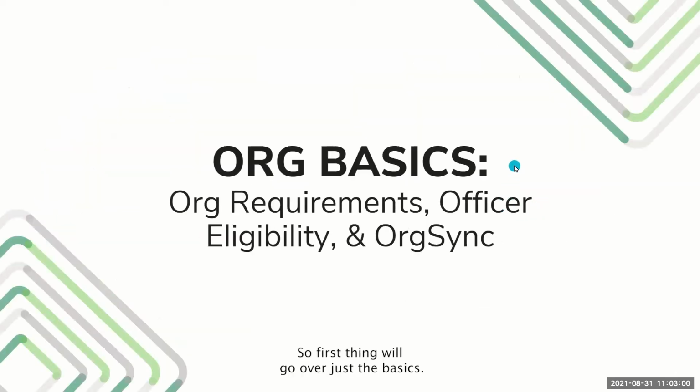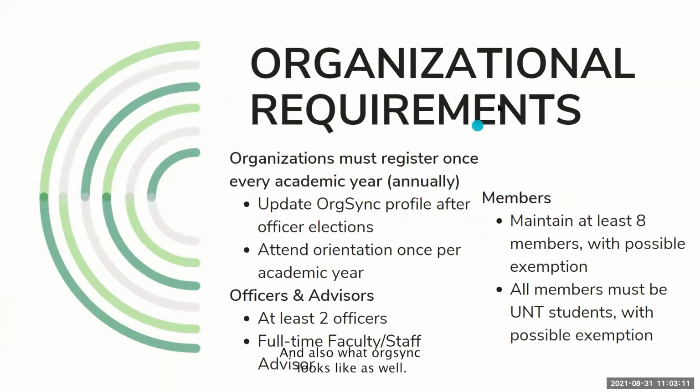So first, we'll go over just the basics: what the requirements are to become a student organization at UNT, what eligibility the officers need to have, and what OrgSync looks like. This is a new change for those of you who have been an advisor in the past: organizations now only have to register once every academic year instead of once every long semester. So once an organization has registered with us this fall, they will not need to register again until next fall.